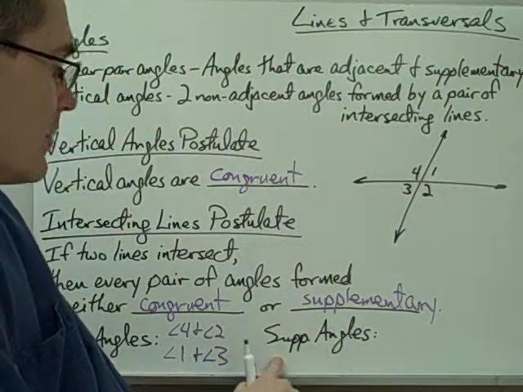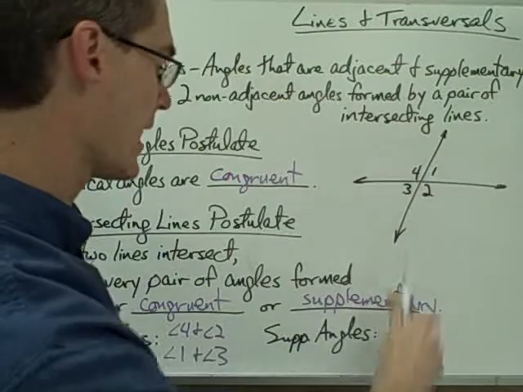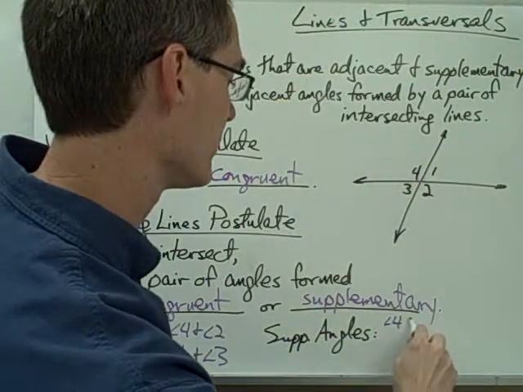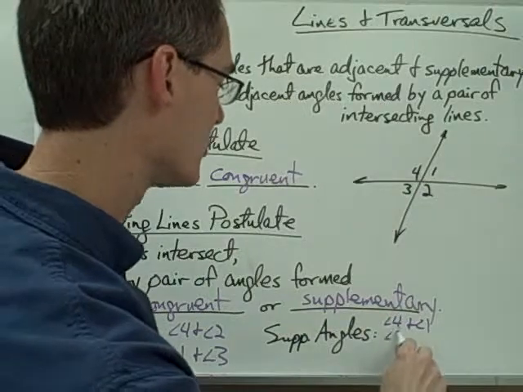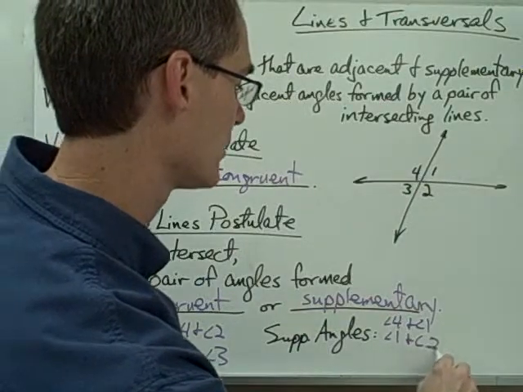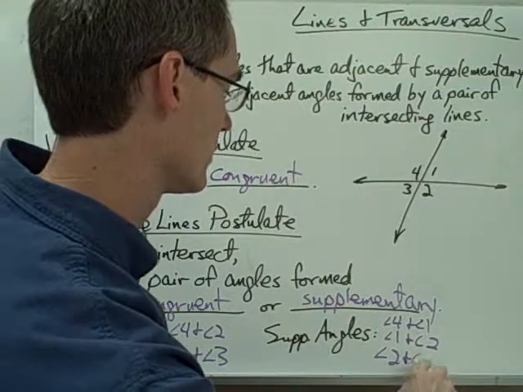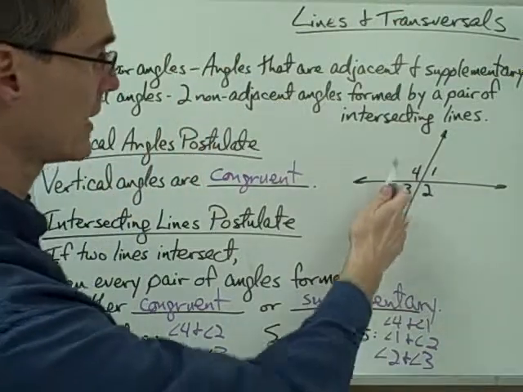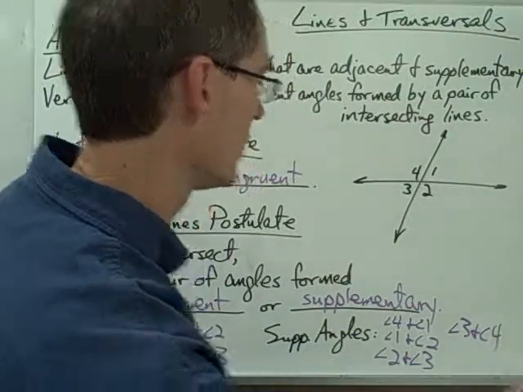I can also name all of my pairs of supplementary angles. So let's see. Angle 4 and angle 1 are supplementary. Let's see. Angle 1 and angle 2 are supplementary. Angle 2 and angle 3 are supplementary. And angle 3 and angle 4 are supplementary.